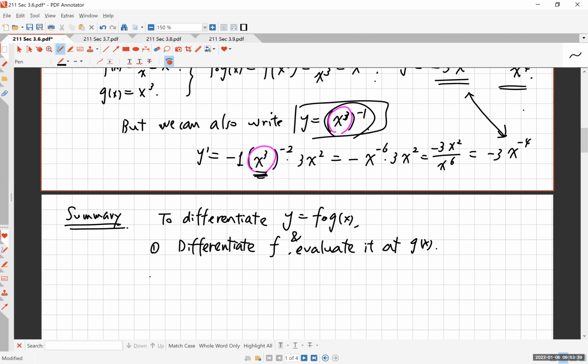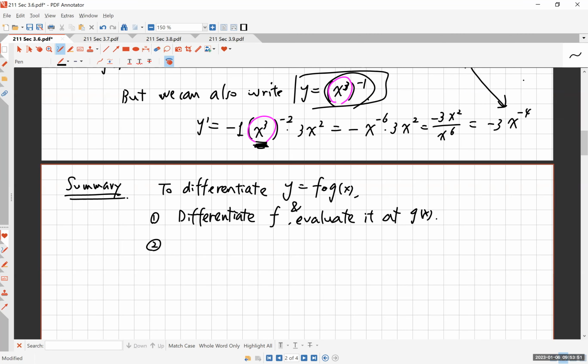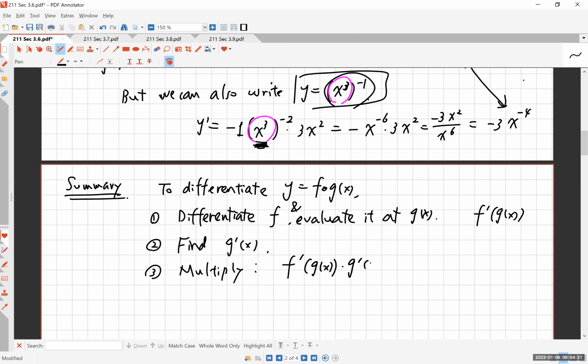By the way, blob is what I am using in my lecture. I would not certainly write that in a textbook if I were to write a book, because that would be published, and it's sort of embarrassing to call something a blob. All right, so differentiate f and evaluate it at the blob, and that would be f prime of g of x. And then find the derivative of the inside part. And then third, multiply them together. So you end up with f prime evaluated at g of x times g prime of x.